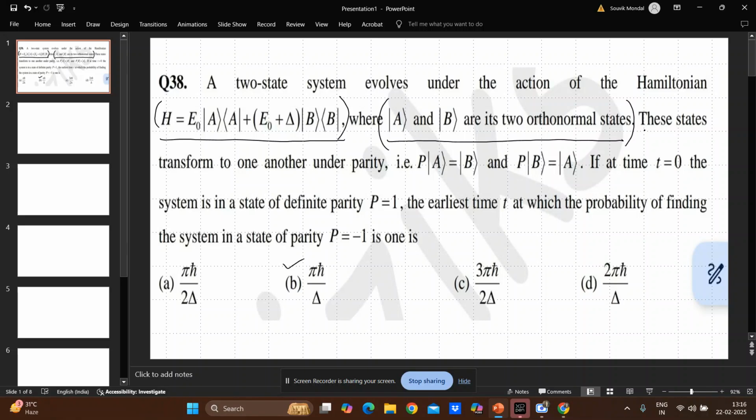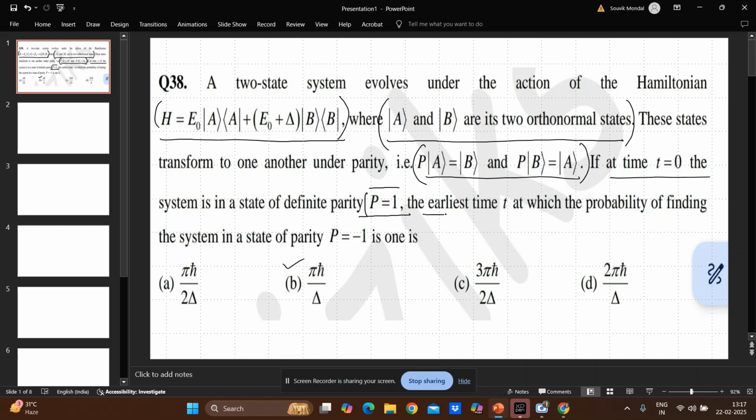And these states transform into one another under parity, so they give a parity operator whose action on both states is given like this. These are the actions of the parity operator. They are orthonormal states. And if at time t equal to 0, the system is in a state with definite parity p equal to 1, so p is an operator which has some eigenvalues. They are saying that the eigenstate corresponding to eigenvalue 1 is the initial state.